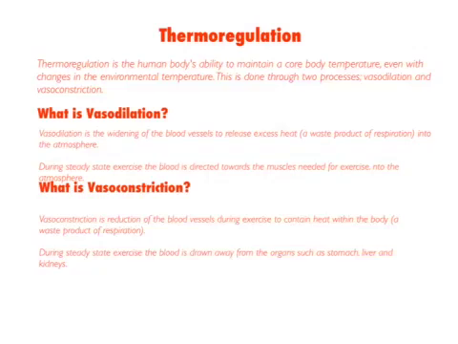During steady state exercise, the blood is directed towards the muscles needed for exercise so that the excess heat from the moving muscles can be released into the atmosphere to avoid denaturing of enzymes in the human body. So what is vasoconstriction? Vasoconstriction is a reduction in the circumference of the blood vessels to contain heat within the body. During steady state exercise, the blood is drawn away from the organs, such as the stomach, liver, and kidneys, to keep them functioning without a large volume of oxygen.